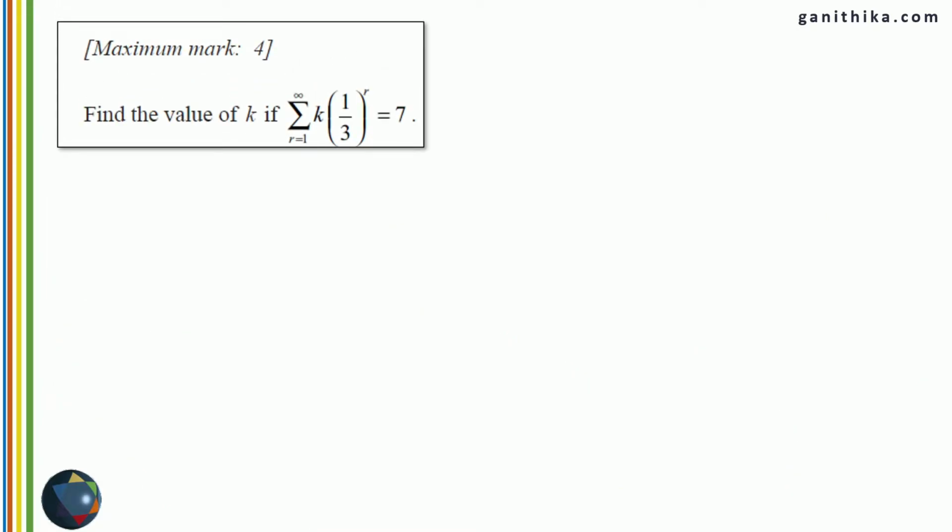This question's maximum mark is 4. The question is simply asking you to find the value of k for which the sum of k times 1 over 3 power r is equal to 7. First of all, let's see what are the things that are given in the question.